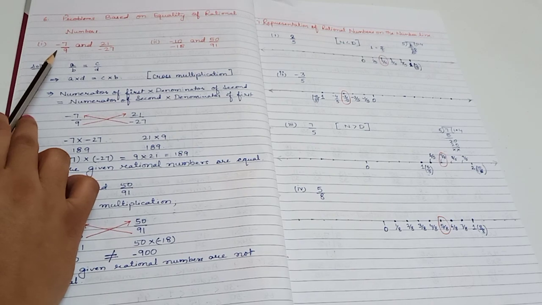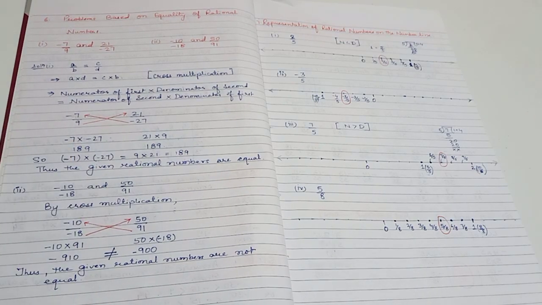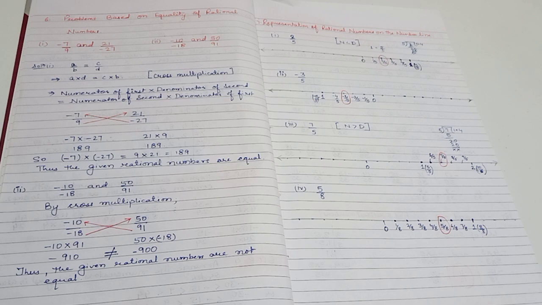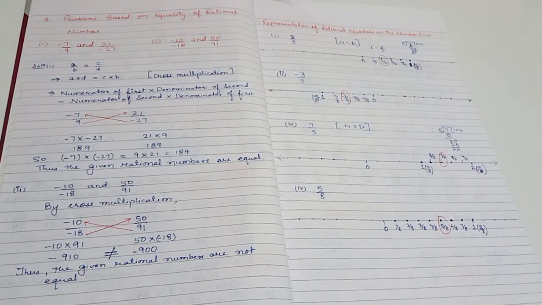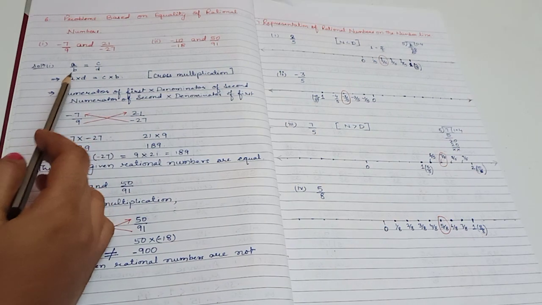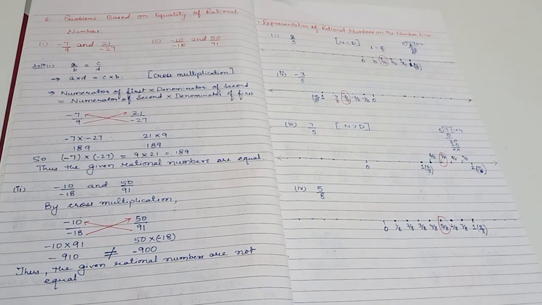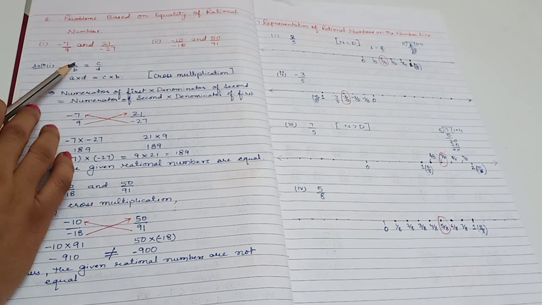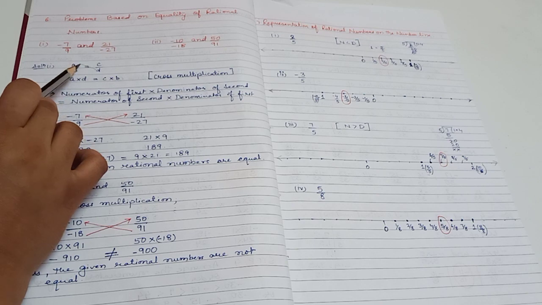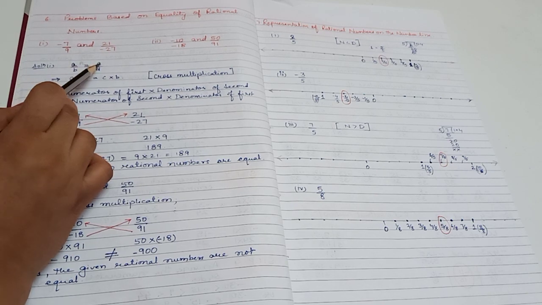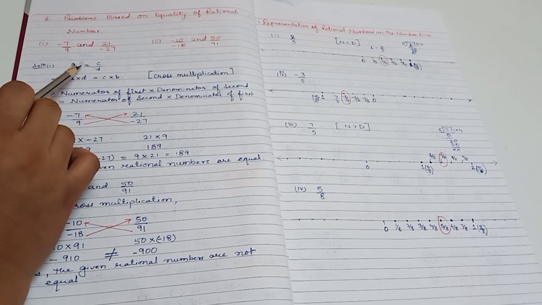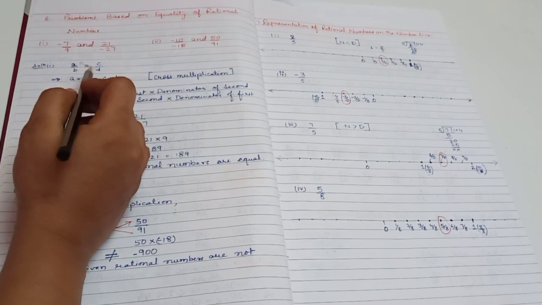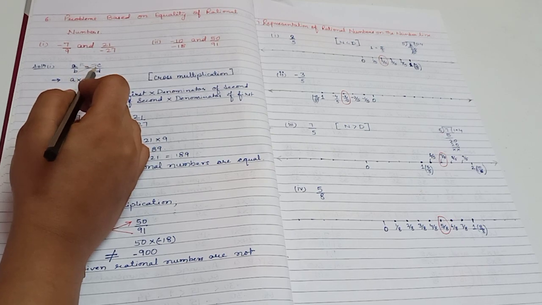So generally friends, we get questions like minus 7 by 9 and 21 by minus 27. So how will we do the equality of rational numbers over here? Here we can do it by the process of cross multiplication. Cross multiplication means, suppose a by b and c by d are two rational numbers. In that case, a will be multiplied with d and b will be multiplied with c.